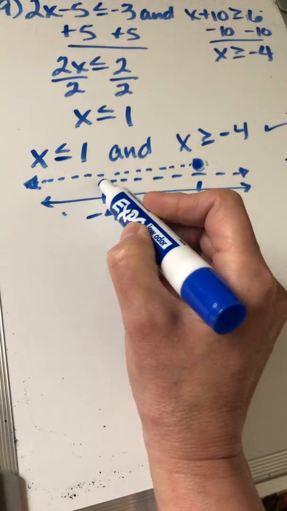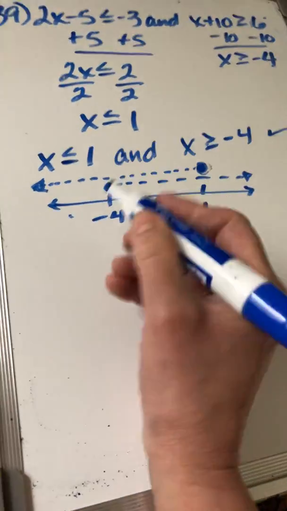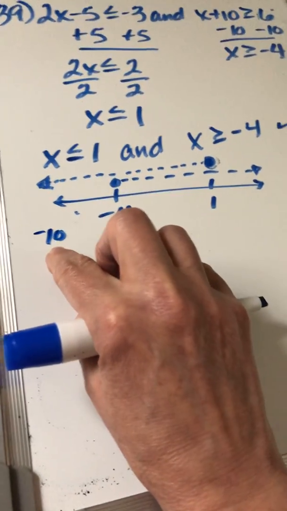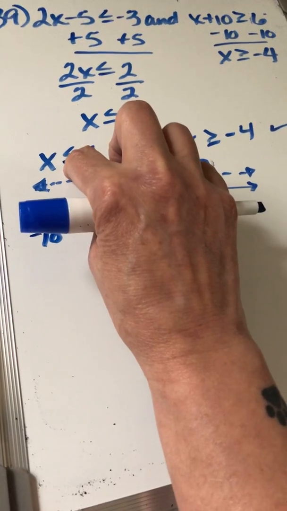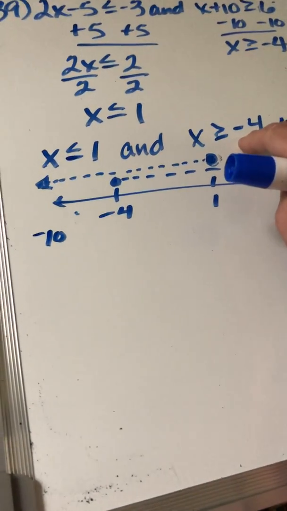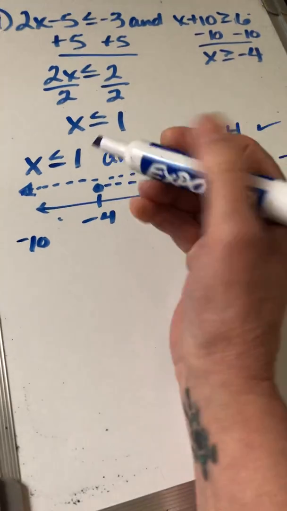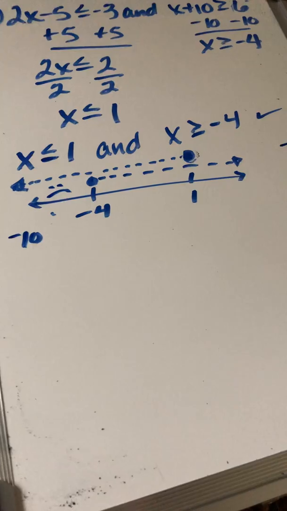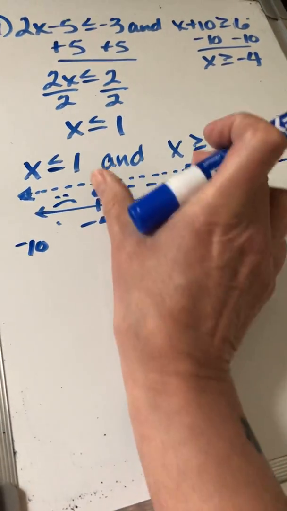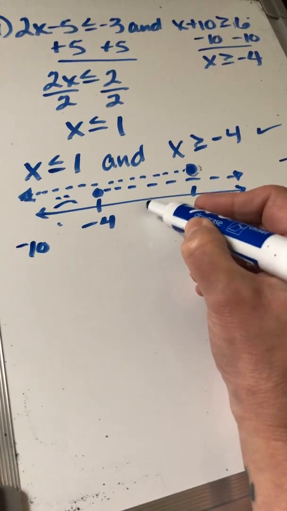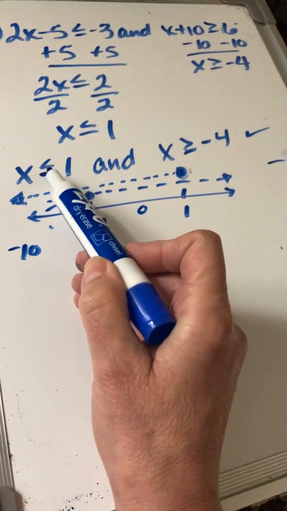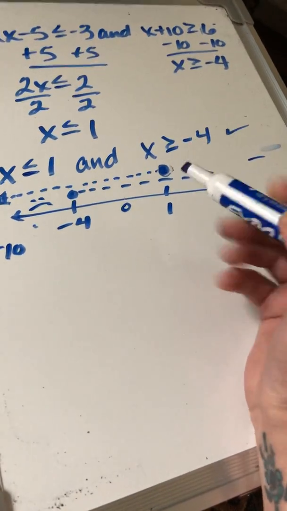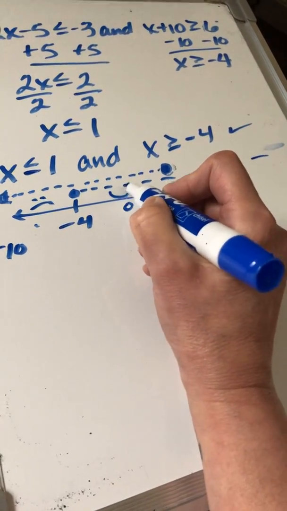All right, so let's try. I've got 3 intervals. Let's try this interval. I'm going to plug in -10. -10 is less than or equal to 1, but it is not greater than or equal to -4. So this interval, no good. I'm going to put a little frowny face there. Let's try this interval here in the middle. Let's try 0. 0 is less than or equal to 1. 0 is greater than or equal to -4. So this is a happy place here.